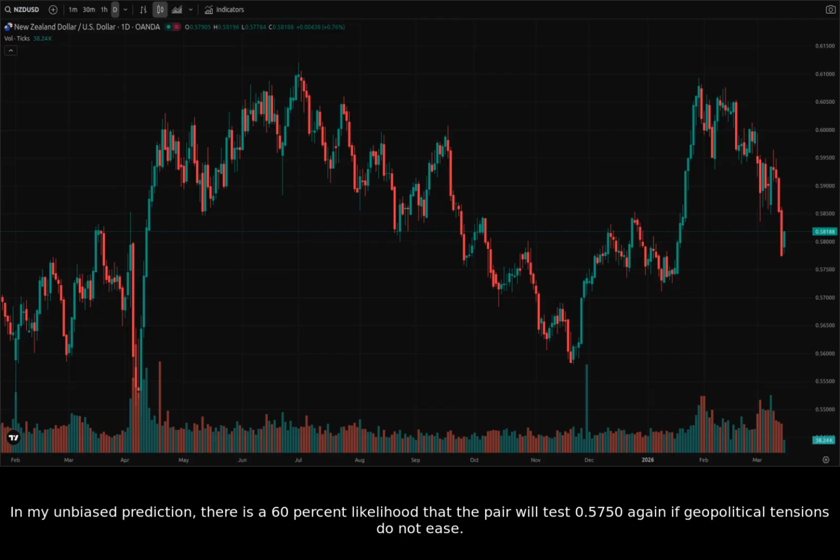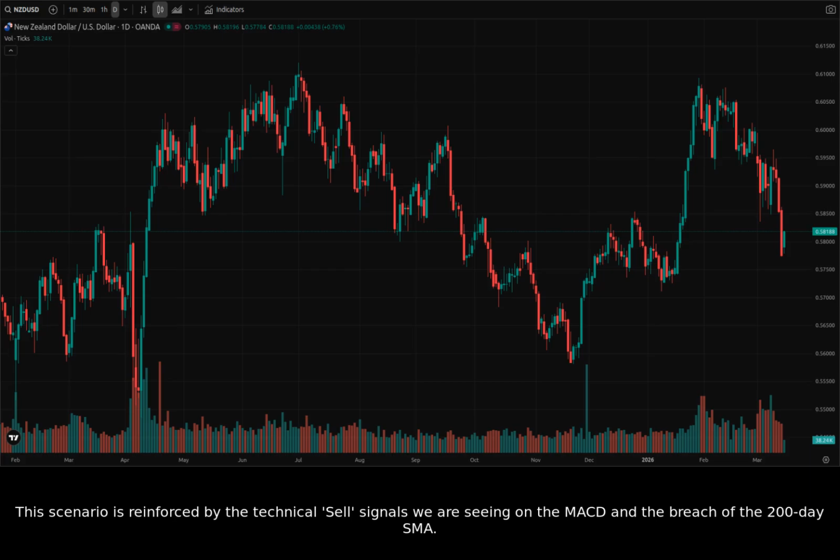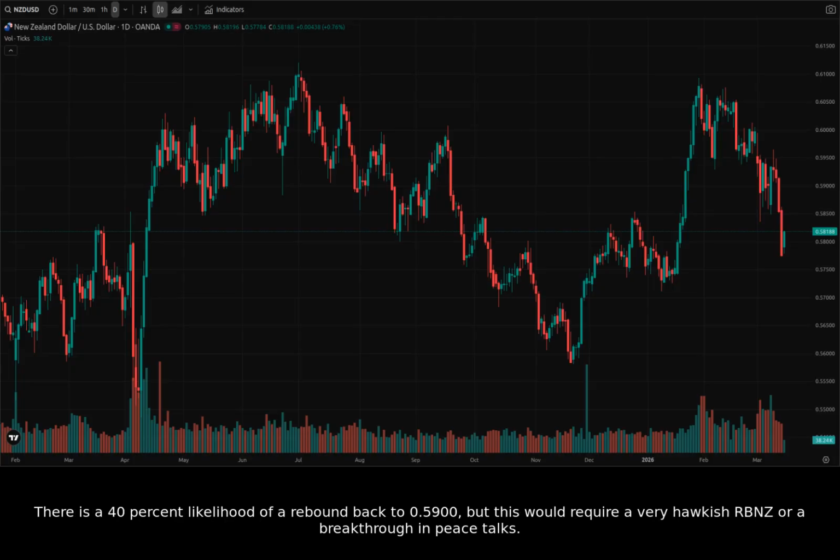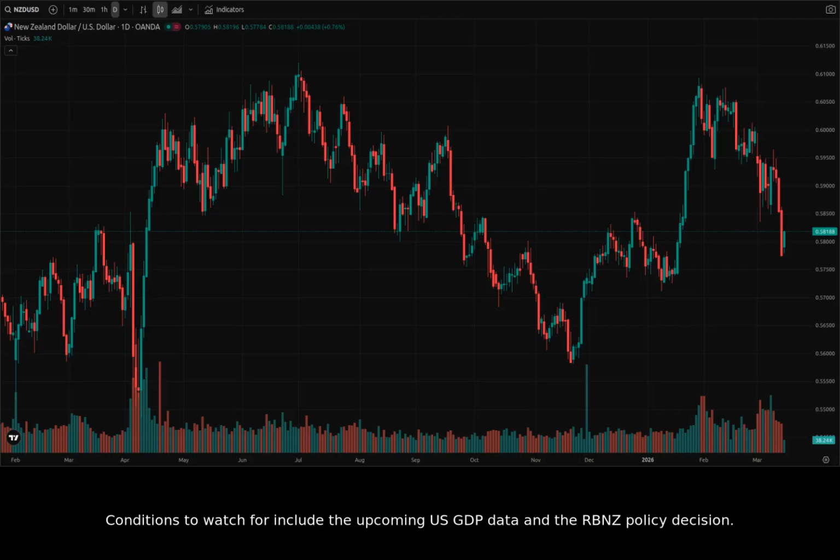do not ease. This scenario is reinforced by the technical sell signals we are seeing on the MACD and the breach of the 200-day SMA. There is a 40% likelihood of a rebound back to 0.5900, but this would require a very hawkish RBNZ or a breakthrough in peace talks. Conditions to watch for include the upcoming US GDP data and the RBNZ policy decision. Inflation will remain the key metric to watch in New Zealand, as it dictates the central bank's next moves.